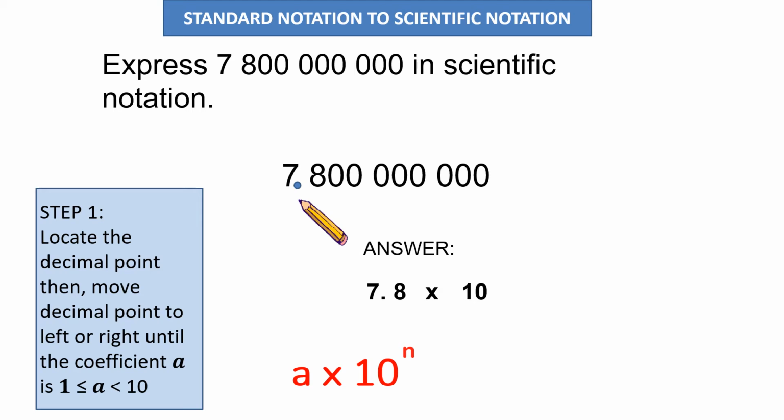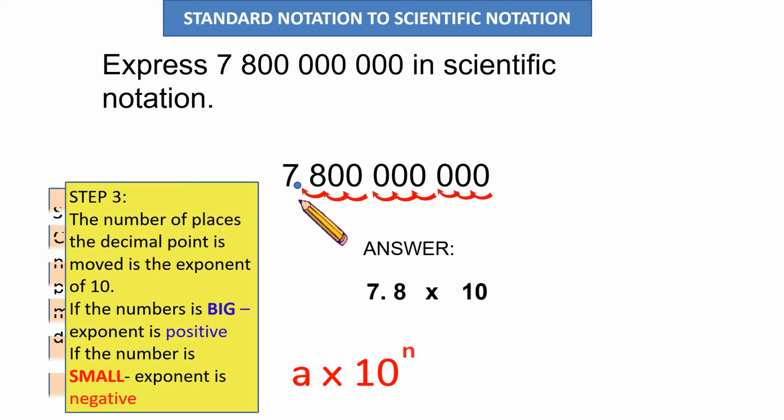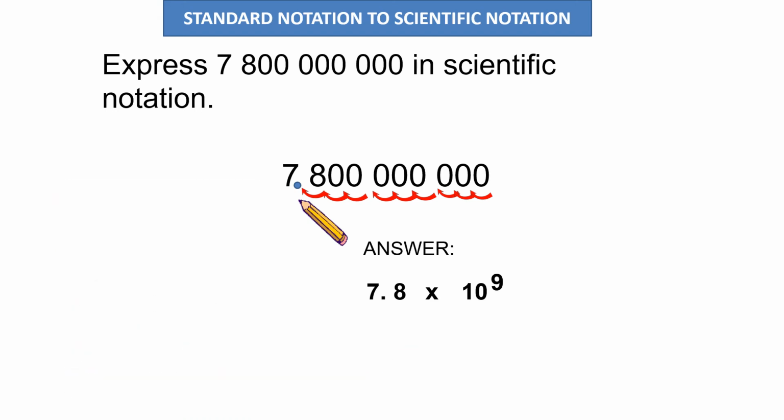To determine our exponent, we will now count the number of places we move the decimal point. Starting from the right, we have 1, 2, 3, 4, 5, 6, 7, 8, 9. So the exponent will be 9 and it is positive since the number is big. So the answer now is 7.8 times 10 raised to 9.